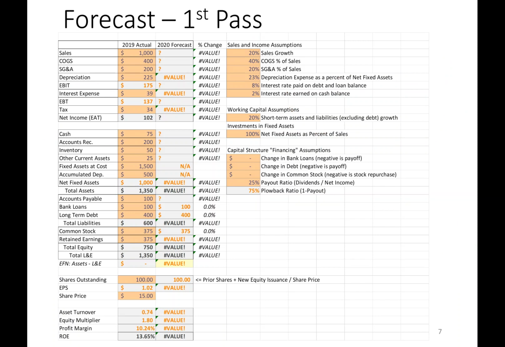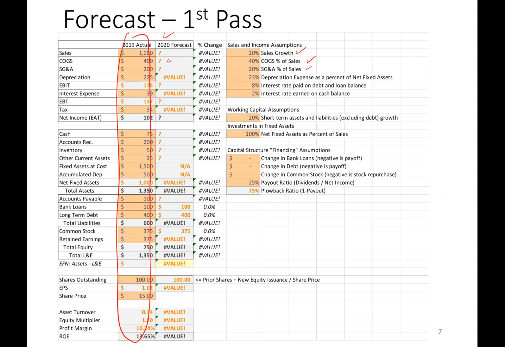We're going to make a bunch of assumptions. We're going to assume that we have 2019 actual expenses, and we're going to forecast 2020. We're going to assume that sales grow at 20%. Cost of goods sold is going to be 40% of whatever sales level is forecasted. SG&A is going to be 20% of sales.